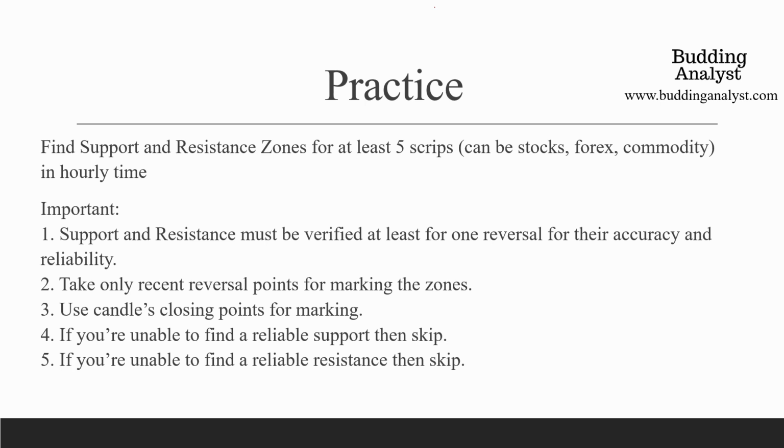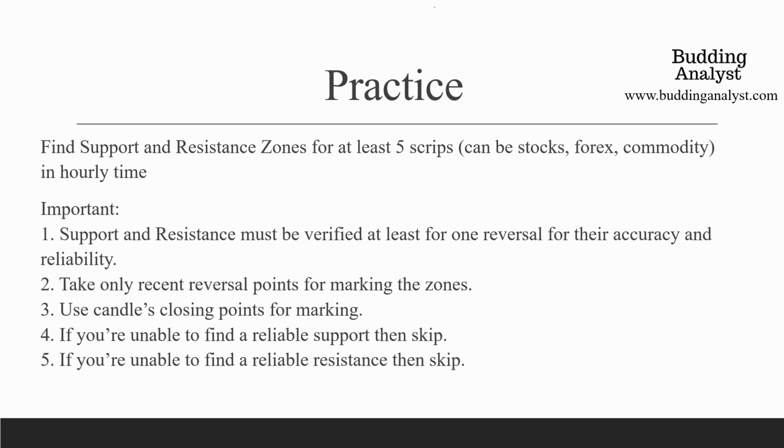So what's important is that this support and resistance level must be verified for at least one reversal. One recent reversal to check for its accuracy and reliability. If there are more than one reversal, two or three, then that's great. And then take only recent reversal points for marking the zones, not a very old zone, because as I just mentioned, these zones keep on changing. So do not take very early, very historical points for marking your zones.